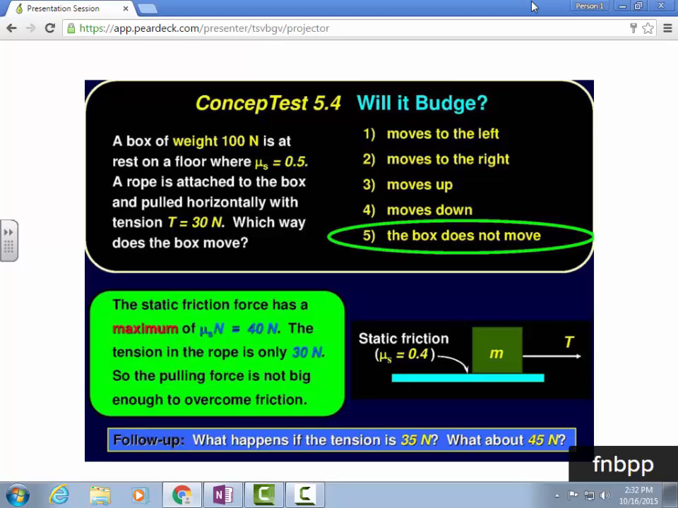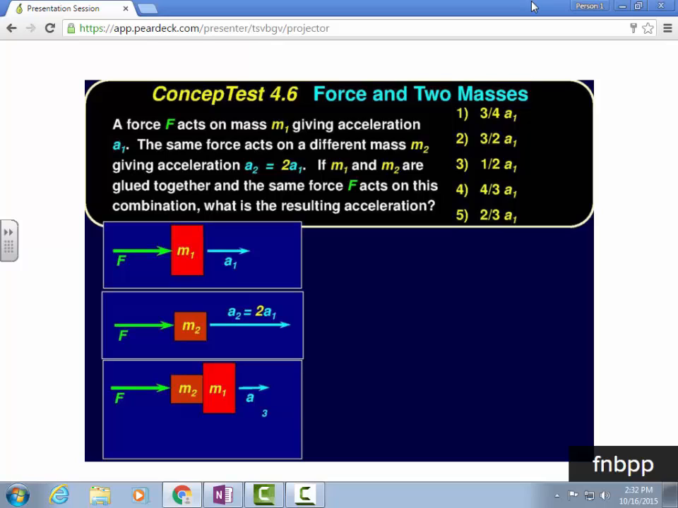What happens if the force of tension was 45 newtons? Still not moving. You need 50 newtons at least to move this thing. Wait, how do we know? Mu s times Fn. But Fn in that case is 100. That would be the maximum force of static friction.